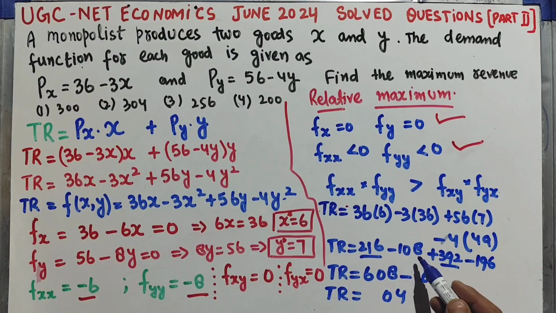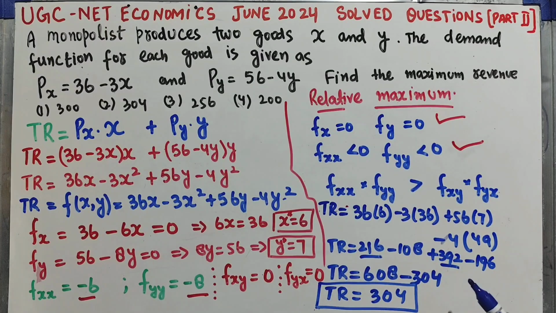Adding digit by digit, 8 plus 6 is 14, then we carry 1, and so on. So the maximum total revenue will be equal to 304. So the correct option should be this option.